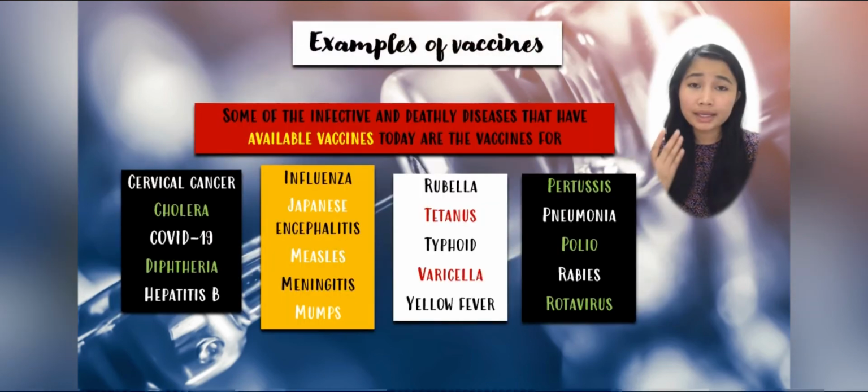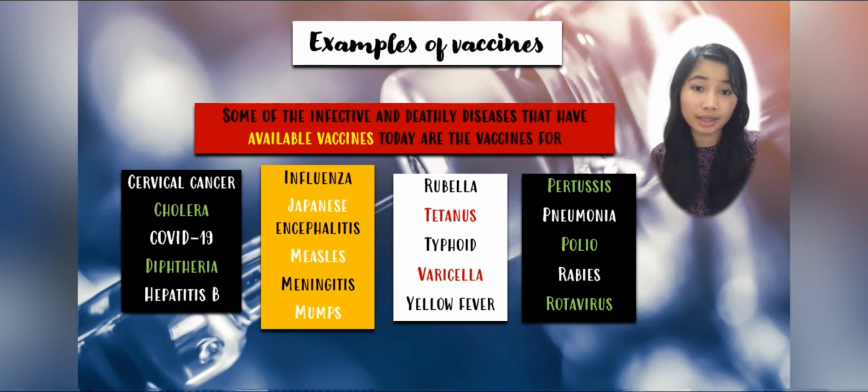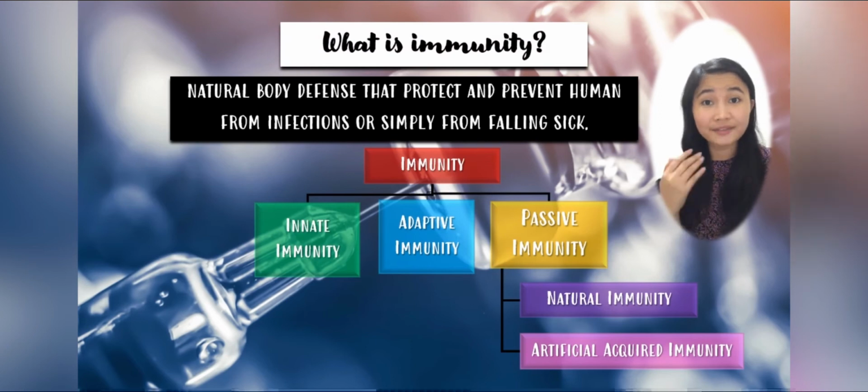There are many kinds of vaccines that have been developed around the world. Some of the infectious and deadly diseases that have available vaccines today are cervical cancer, cholera, diphtheria, hepatitis B, influenza, measles, meningitis, mumps, and even COVID-19 today. We already know what vaccines are.